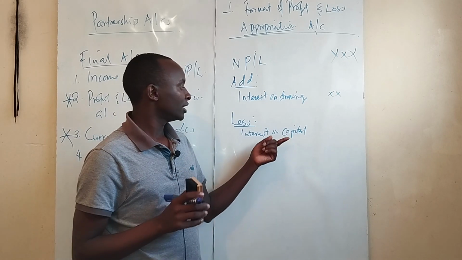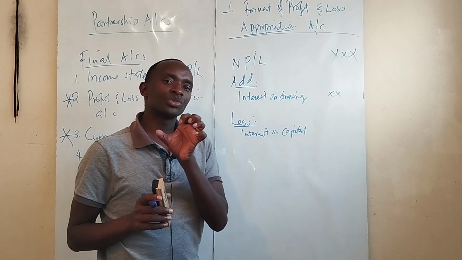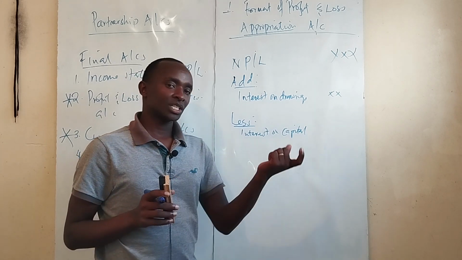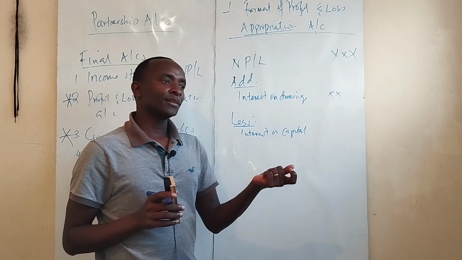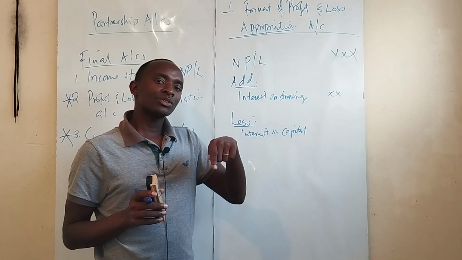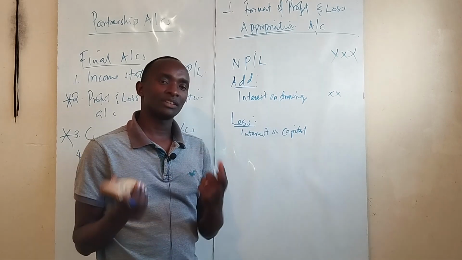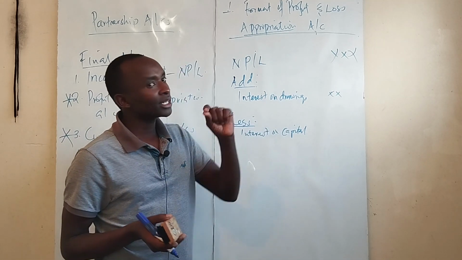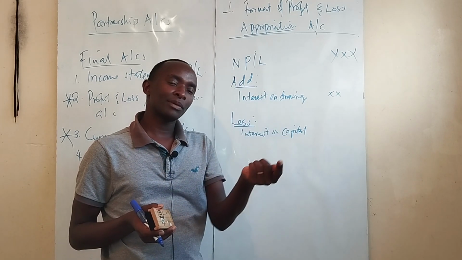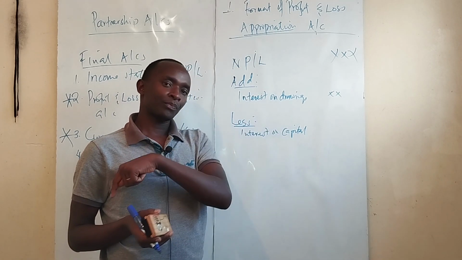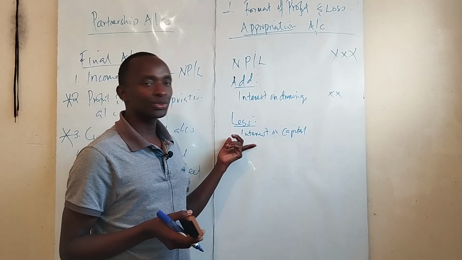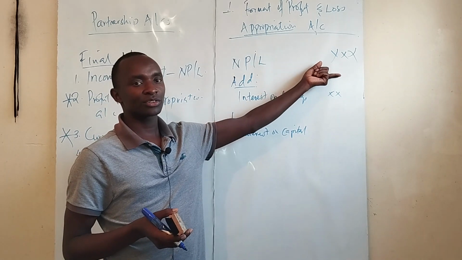The reason is, remember, when these partners were introducing some capital into the business, they expected that the partnership business will pay them interest on the capital they introduced in return. So it means that the partnership business is going to lose some amount of money to interest on capital payments to the partners. That's why we are reducing it from the profits. We do it from the profits.